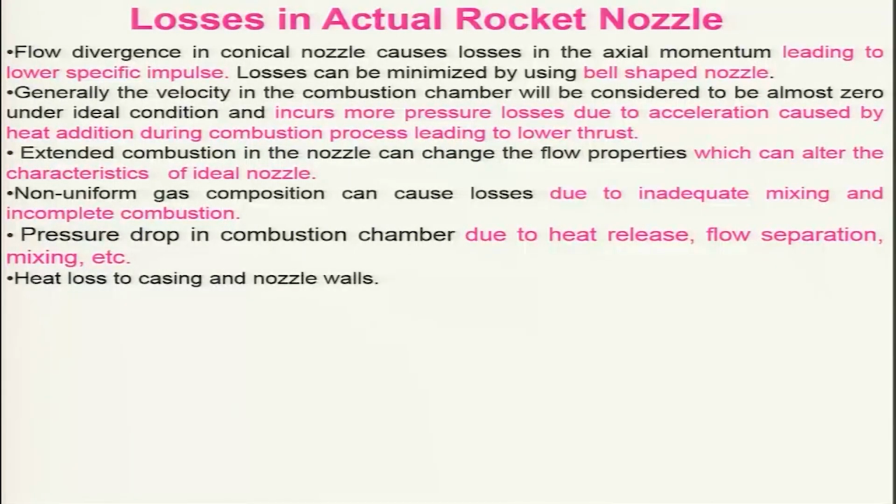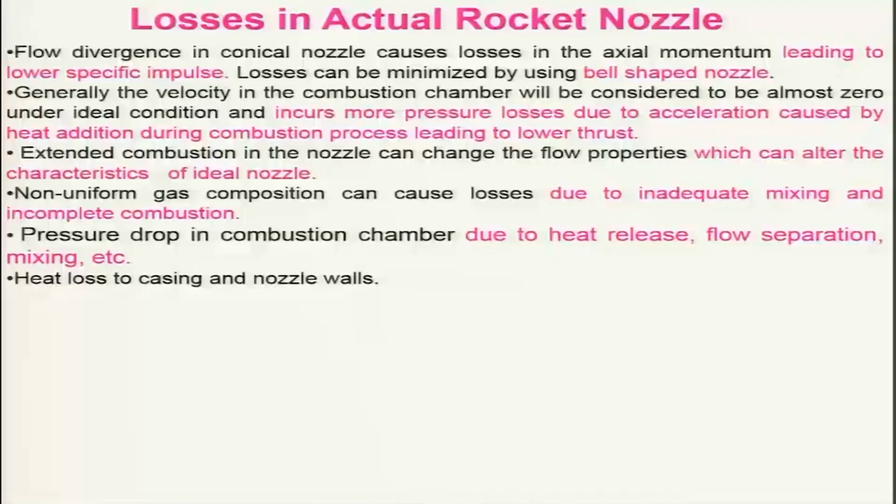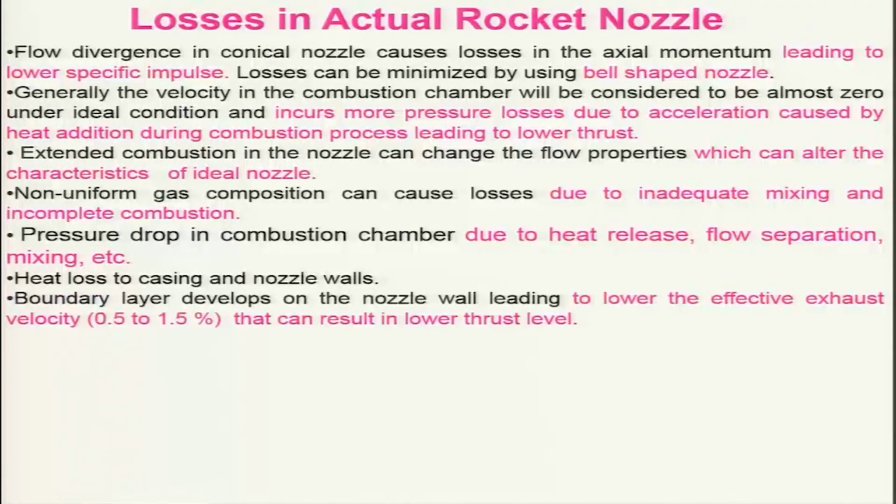And we have assumed adiabatic flow, or rather isentropic flow. Heat loss to the casing and nozzle walls is inevitable; even though you can have insulation, heat losses will still be there. The boundary layer will also be on the wall of the rocket nozzle, but we have assumed there is no boundary layer, that it is inviscid fluid. In real rocket engines, the boundary layer leads to a decrease in the effective exhaust velocity by around 0.5 to 1.5%. That can result in a lower thrust level.